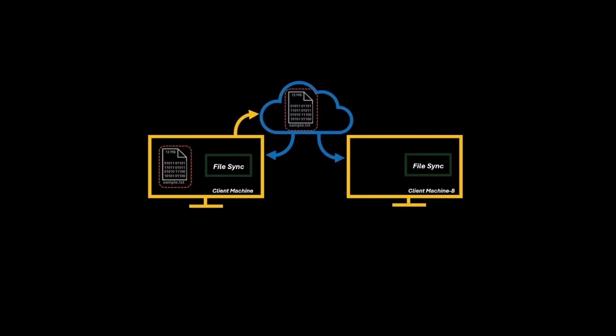Whereas there is another machine, client machine B, which also gets a copy of that folder which was created in the client machine. So client machine B also syncs up whatever changes the client machine is doing in that folder, right? Whenever client machine B makes a change to that folder, that change syncs back to the client machine through the cloud storage as well. So now let's deep dive into the file sync service.